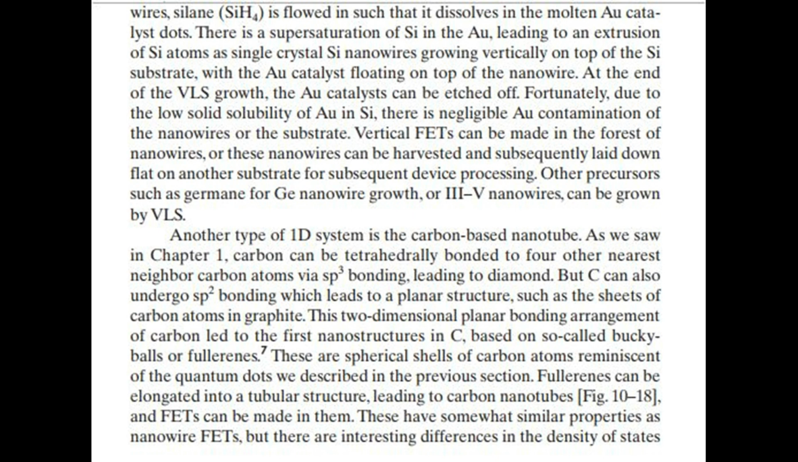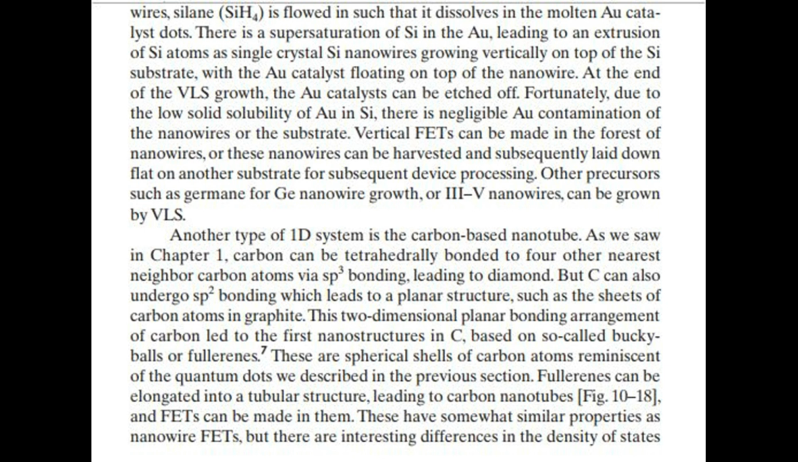Fortunately, due to the low solid solubility of gold in silicon, there is negligible gold contamination of the nanowires or the substrate. Vertical field effect transistors can be made in the forest of nanowires, or these nanowires can be harvested and subsequently laid down flat on another substrate for subsequent device processing. Other precursors such as germane for germanium nanowire growth, or III-V nanowires, can be grown by VLS.